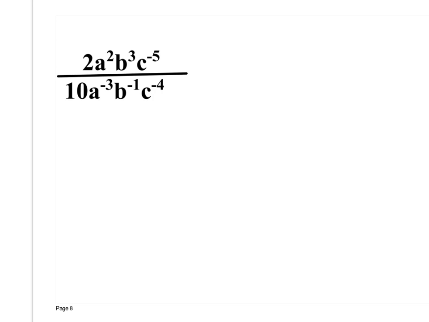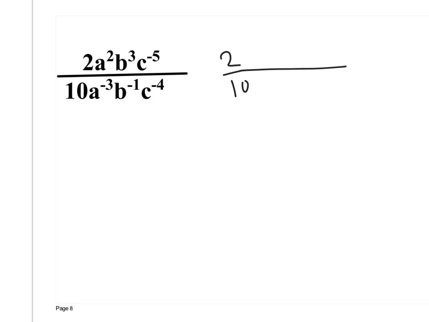Now, 2a squared b cubed c to the negative 4, over 10a to the negative 3, b to the negative 1, c to the negative 4. So you can split it up. The book kind of splits up everything by parentheses. I don't really think of it like that, but I am going to rewrite this. Right, so I've got 2 over 10, a squared over a to the negative 3.